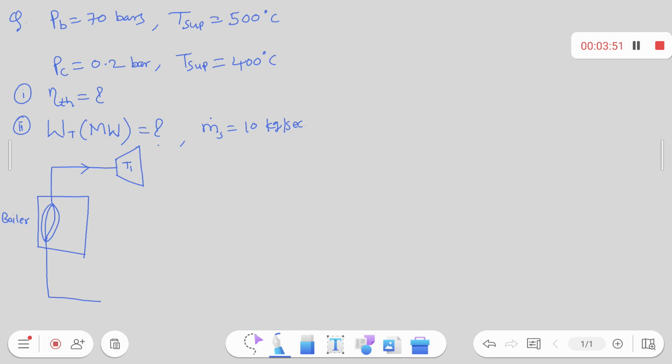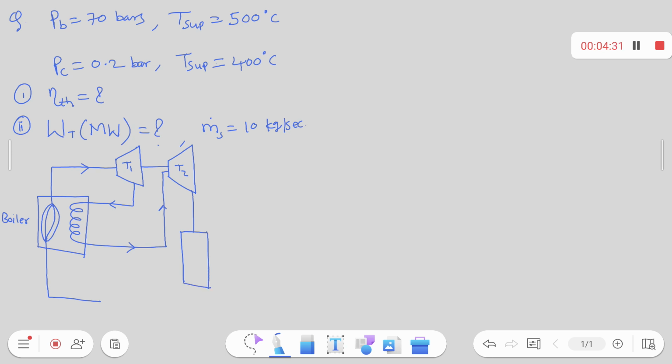Then what happens after this? We are reheating this. So that low temperature, low pressure steam will come here and be reheated inside the boiler, and again it will be sent to the second turbine, turbine 2. Then after this steam will be sent to the condenser.